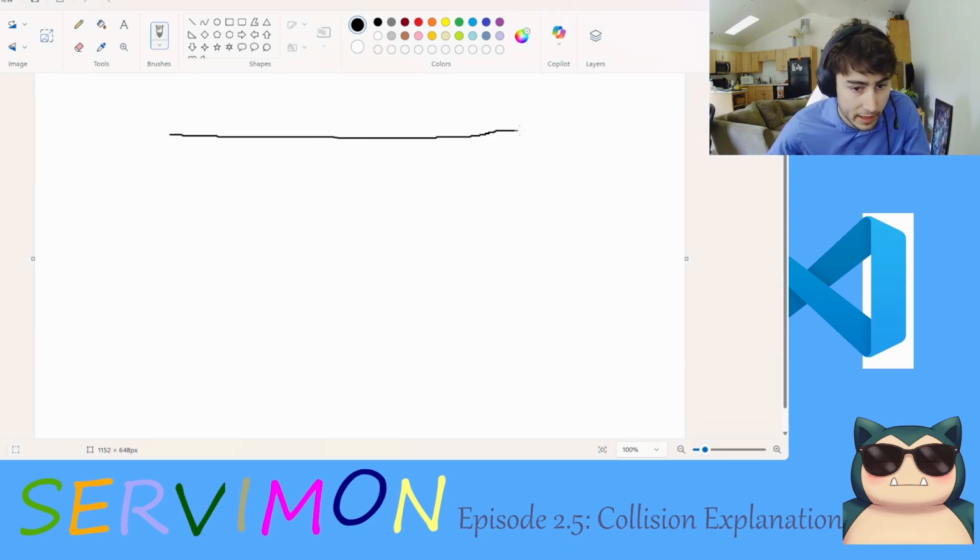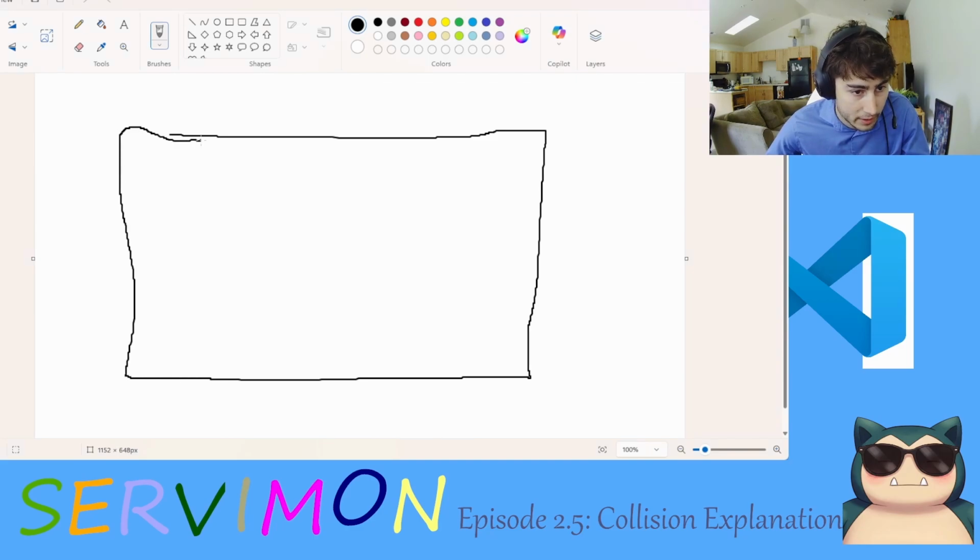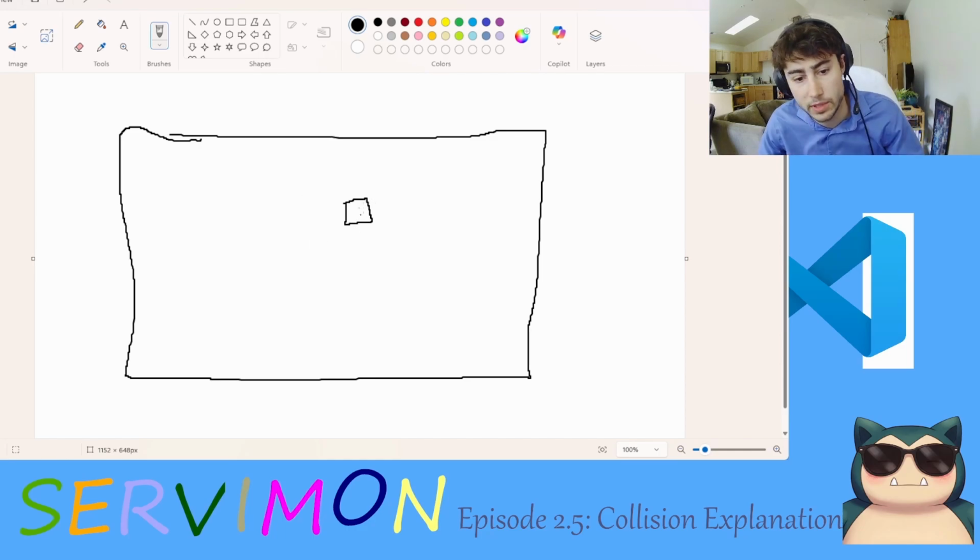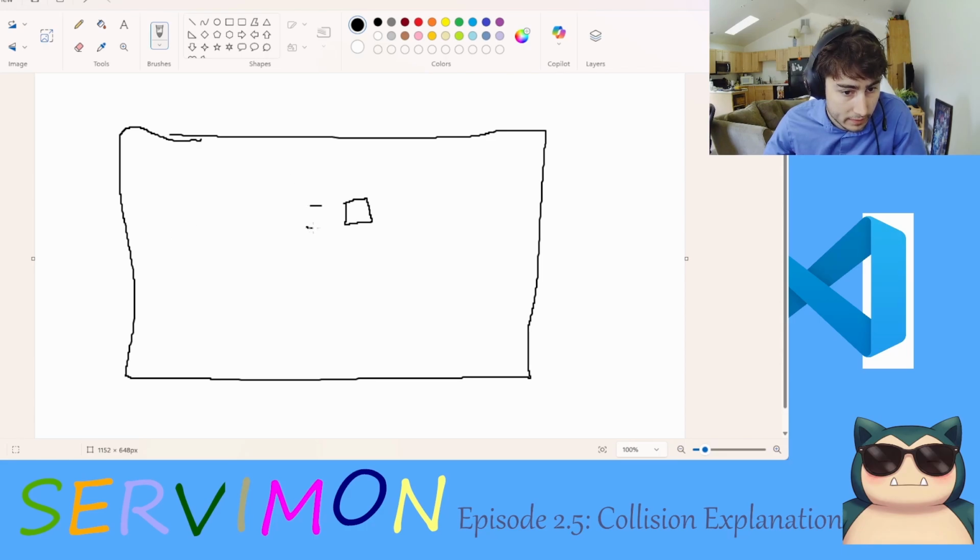But anyway, what do we have right now? We've got our map and our character. We have our character as a square because it is a div for all intents and purposes in the code. I know it has an image on it, but it has a height here and a width.